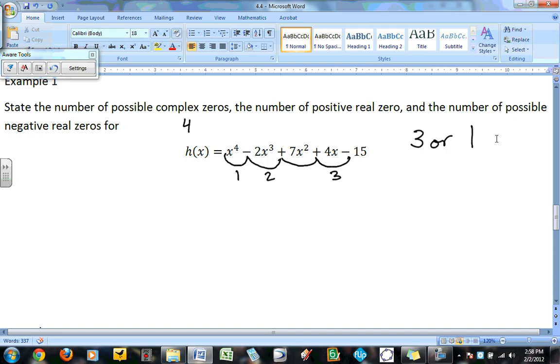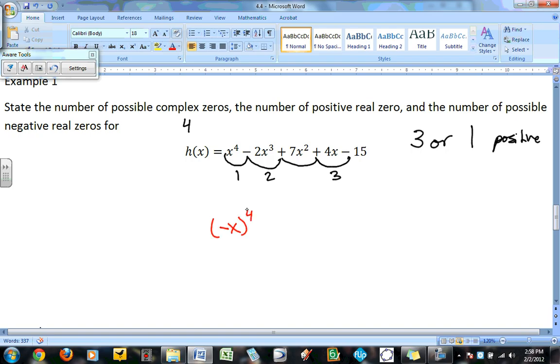3 or 1 positive real roots. All right, so that's good. We know at least we're going to have one real positive root and maybe even three. And they said look for the number of positive negative real zeros. So in order to find that, our notes said that we were going to plug in negative x for x, and we were going to rewrite.